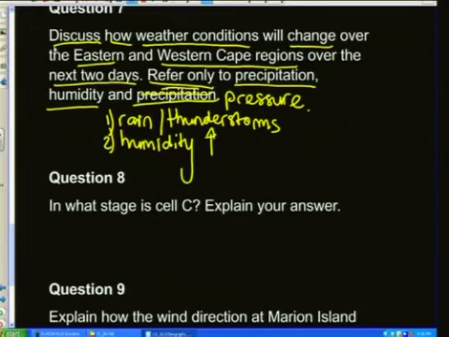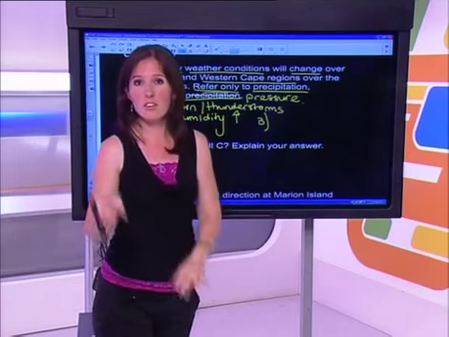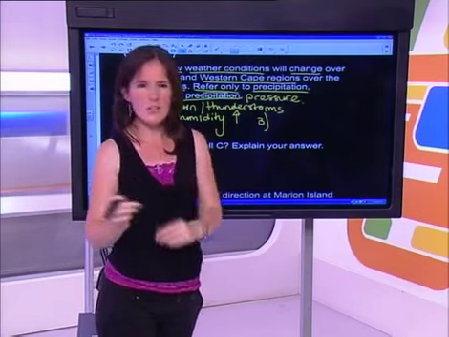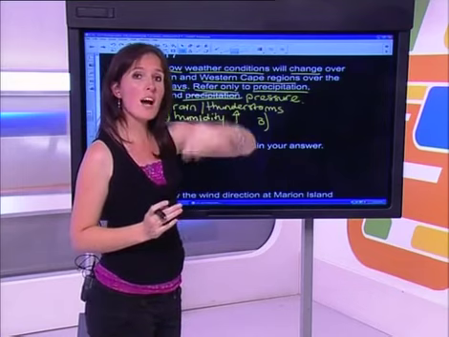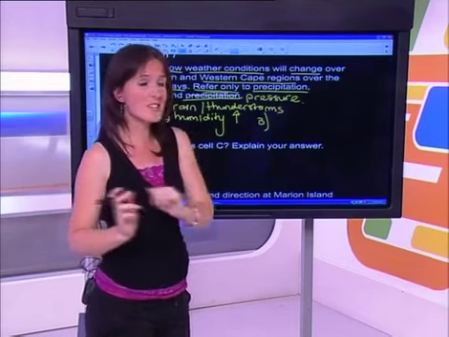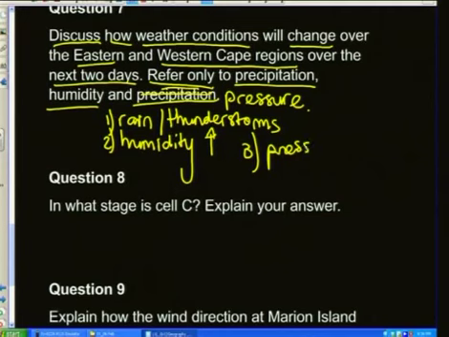Let's call our pressure number 3. Humidity and pressure go hand in hand. When our humidity increases, our pressure decreases. When our humidity decreases, our pressure increases. So that's just an easy way to remember those two. So our pressure, because we've got rising air as that cold sector approaches, is going to decrease.